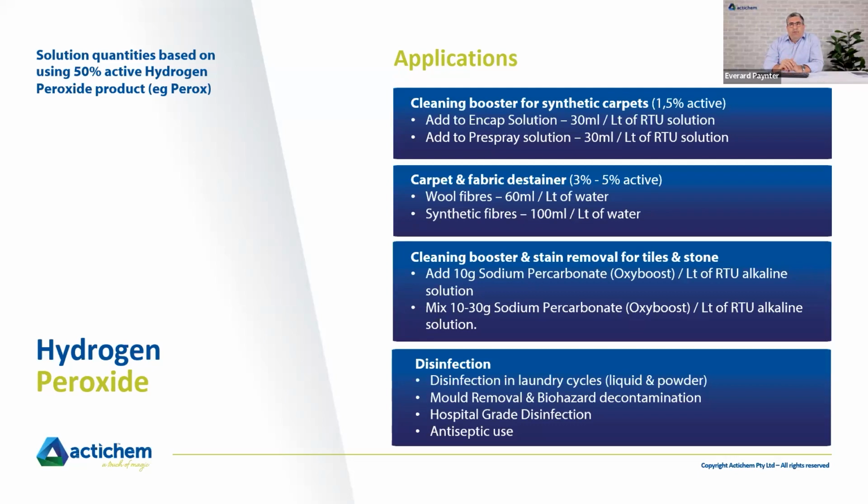For cleaning booster and stain removal for tiles and stone, sodium percarbonate is an ideal one to use, mainly because of its ability to also promote alkalinity in the mix. And finally, disinfection in laundry cycles, where both the liquid and the powder are used. Mold removal and biohazard decontamination, such as our very, very popular Percarbonate, based on hydrogen peroxide plus a secondary biocide. And of course, hospital grade disinfection. It's used a lot as an antiseptic in hospitals. 1.5% and 3% hydrogen peroxide are very widely used in disinfecting wounds, etc.